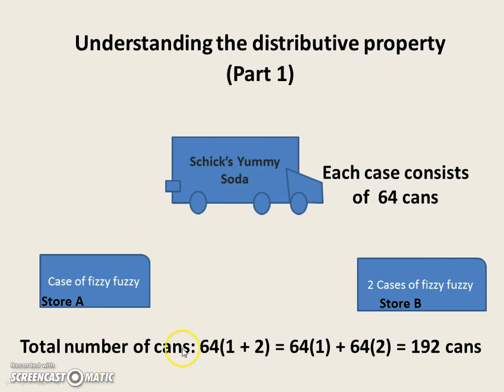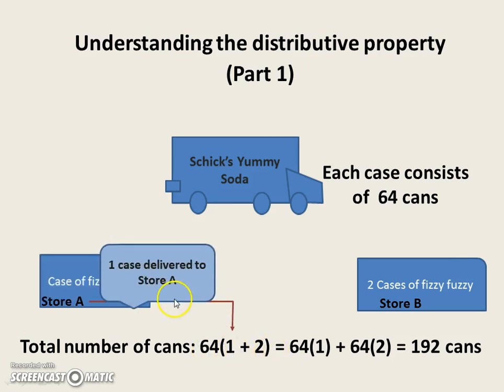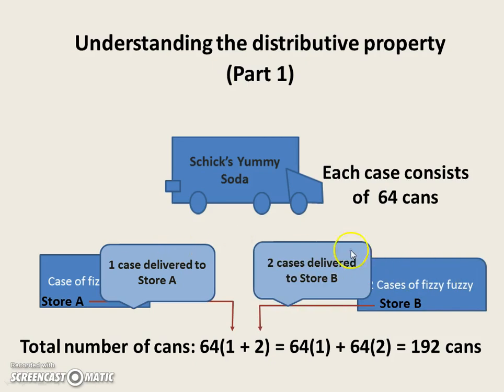The total number of cans we could find by using a little math. 64 times (1 plus 2). And what does that really mean? Well, the 1 stands for the one case that went to store A, and the 2 stands for the two cases that went to store B. All right. So then we can distribute that 64 to both those terms, 64 to the 1 and 64 to the 2.